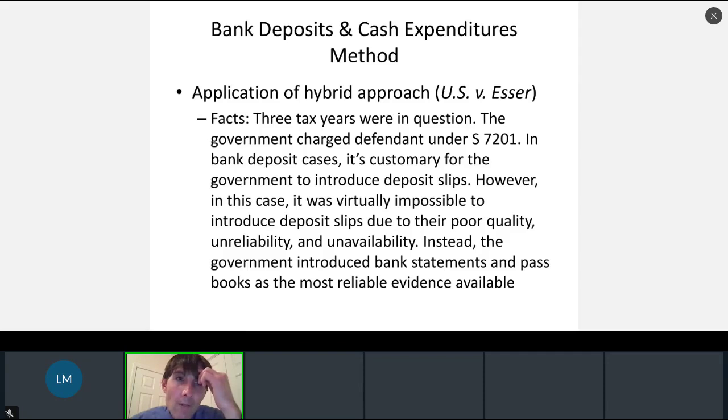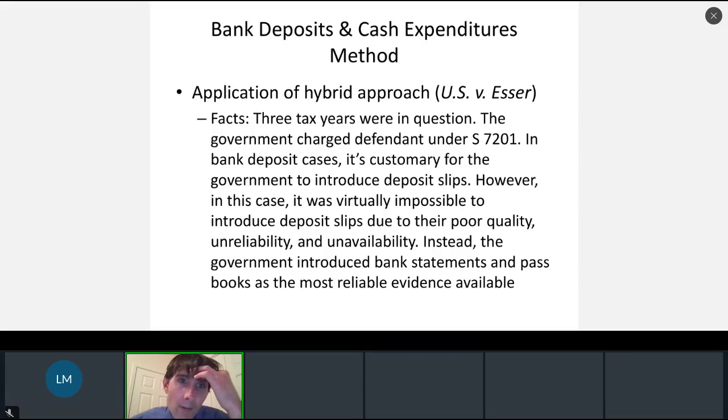We have an application of the hybrid approach that comes to us from the case of U.S. versus Esser, a Circuit Court case. I'm not sure what circuit, I apologize, but if you Google it, it'll come up. There were 3 tax years in question. The government charged the defendant with tax evasion, 7201.